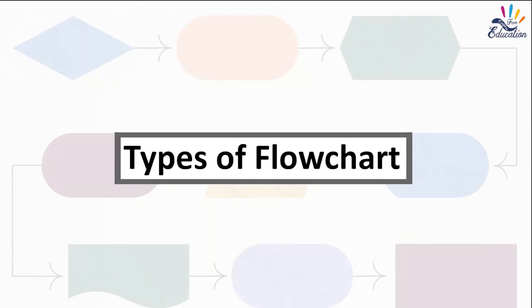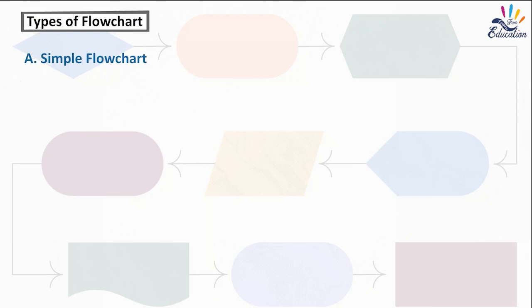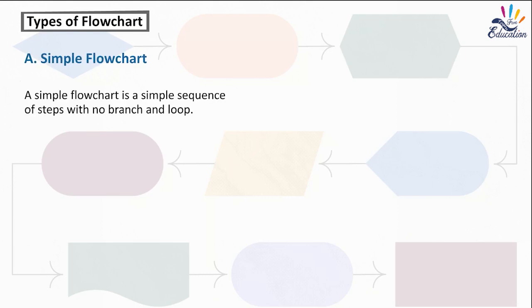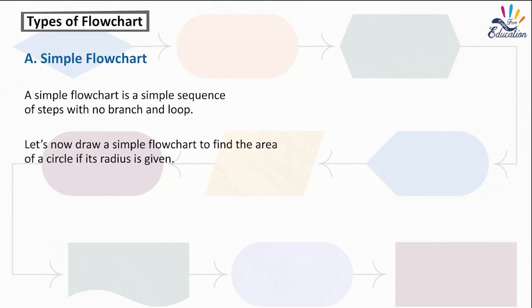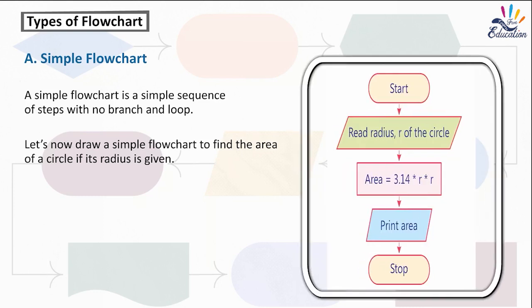Types of flowchart. Simple flowchart. A simple flowchart is a simple sequence of steps with no branch and loop. Let's now draw a simple flowchart to find the area of a circle if its radius is given. Start. Read radius R of the circle. Area = 3.14 × R × R. Print area, stop.